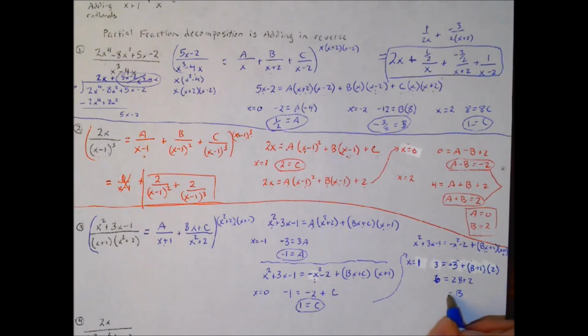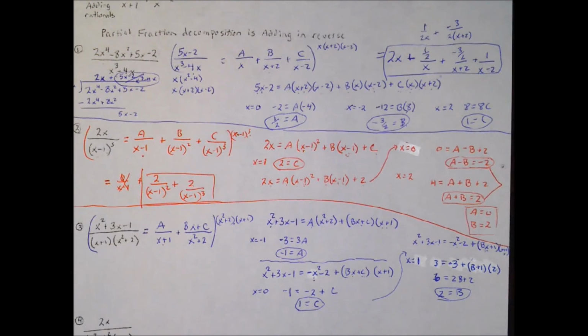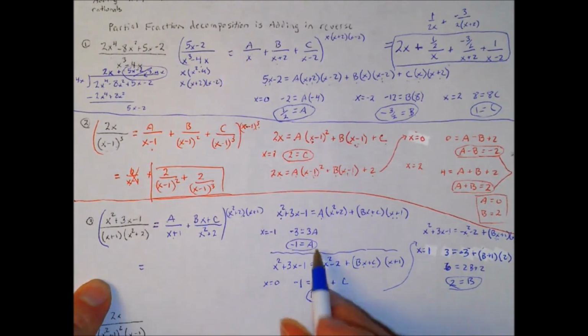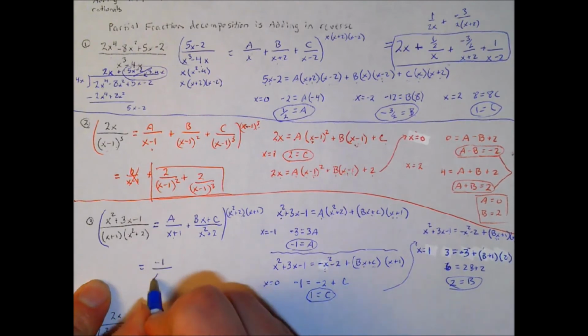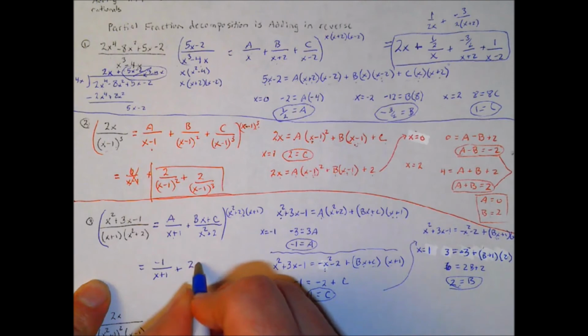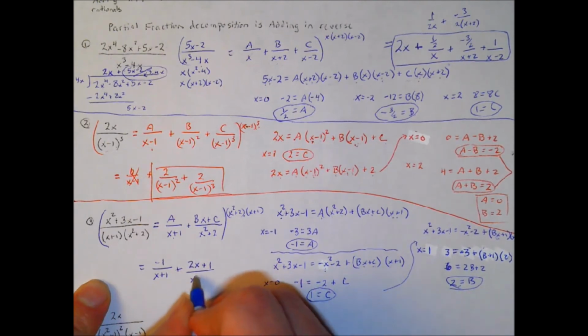Okay, so I know my answer is going to be my a, which was negative 1, plus the b, which is 2x, plus your c. And there is my answer.